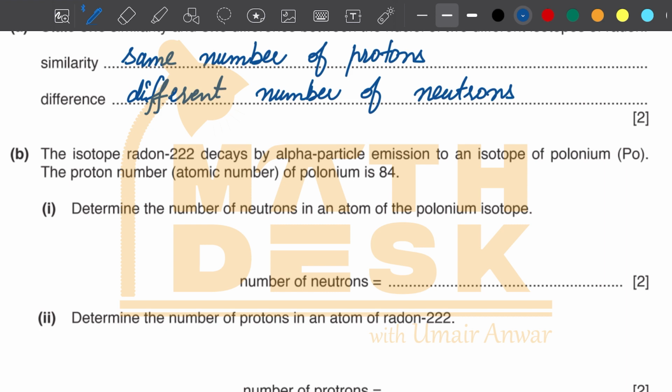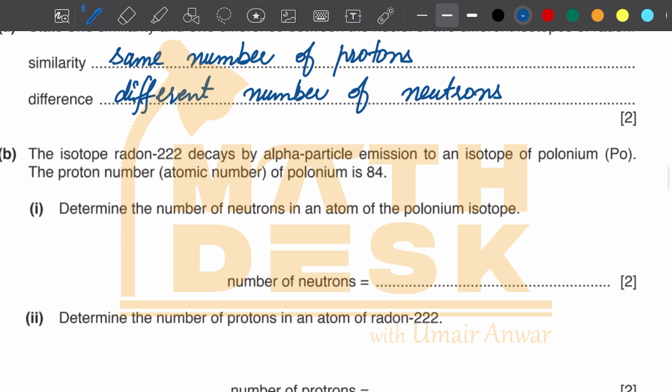The next part says the isotope radon-222 decays by an alpha particle emission to an isotope of polonium. The proton number or the atomic number of polonium is 84. So since radon-222 is decaying by emitting an alpha particle, the mass number for polonium must be found by subtracting 4 from the mass number of radon, and the mass number for polonium would be 218.